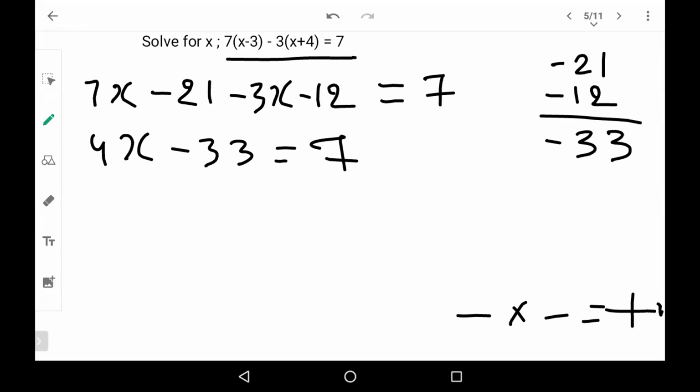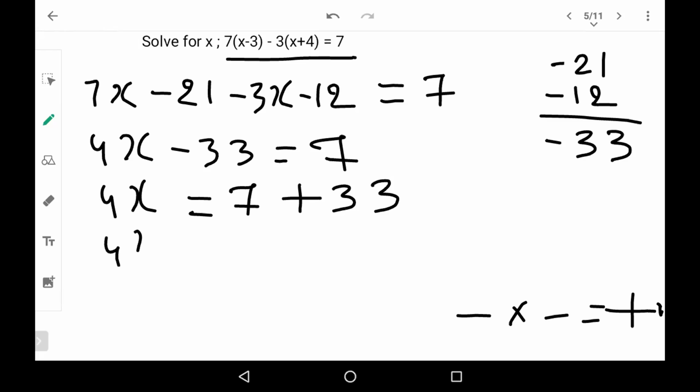Good, I'm getting answers. Yes, Yashaswini, the answer is correct. Okay, now what is the next step? I'll keep 4x here only, and I'm going to take minus 33 to the other side. If I take minus 33 to the other side, what will be the answer? Plus 33. Very good. Now 4x is equal to 7 plus 33 will give me 40.